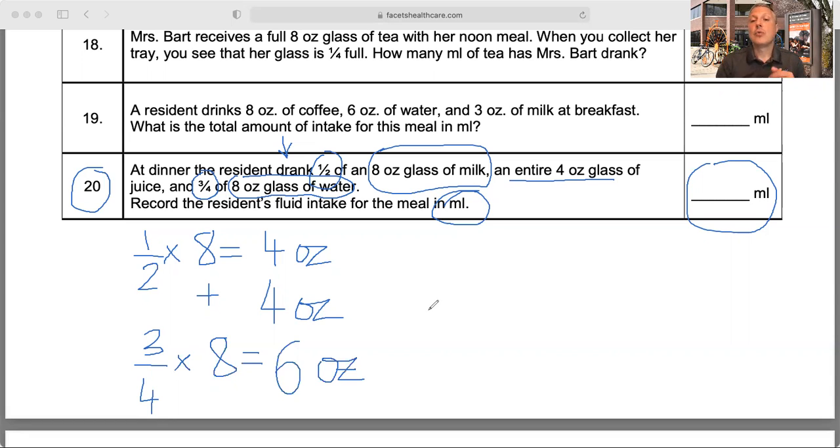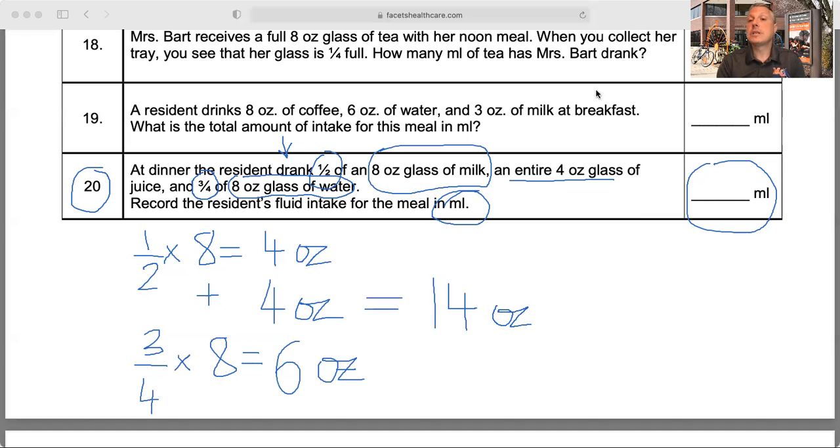And now we can finally add our ounces together. Like we said, we're going to add everything together in here. And when we do this addition, 4 plus 4 is 8, plus 6 is 14. So we have 14 ounces total. Now, that is ounces. It is not mL. So we took half a glass of milk, 8 ounces the glass. Now it's 4 ounces. The entire 4-ounce glass of juice, and then 3/4 of the 8-ounce glass of water.